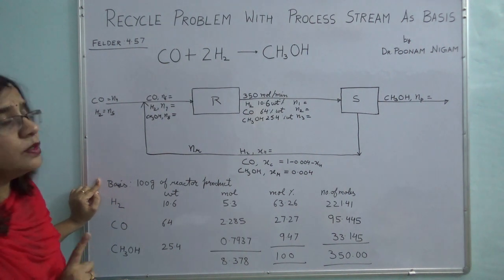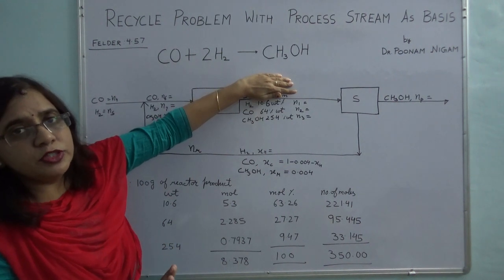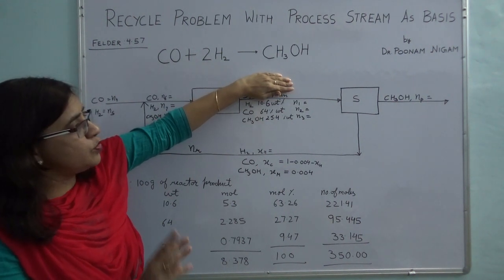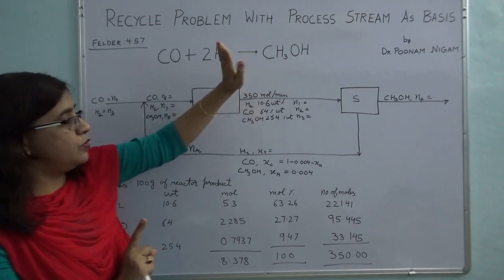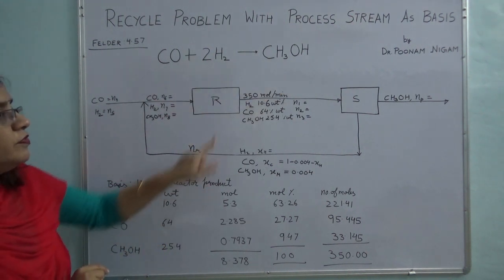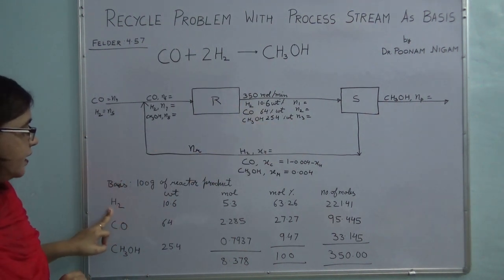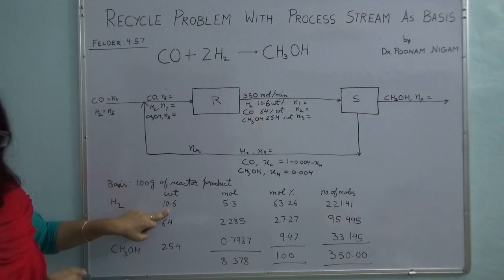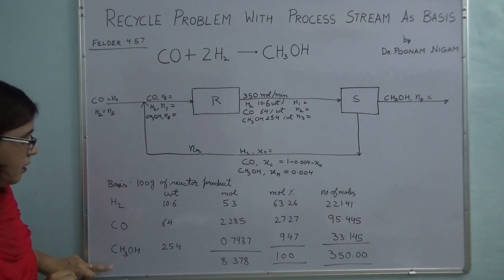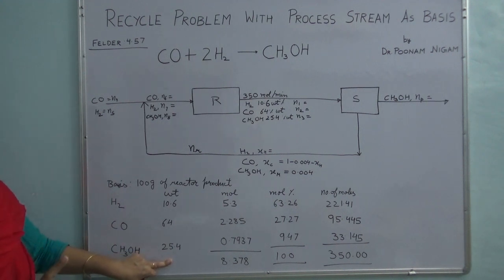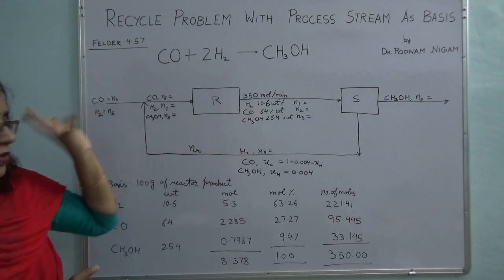So while converting, first of all, forget that you have 350 moles per minute. Just assume that you have 100 grams of this product stream which is going out. Okay, so I am taking 100 grams of reactor product. If I have 100 grams of reactor product, then it contains hydrogen 10.6 grams, carbon monoxide 64 grams, and methanol which is 25.4 grams. Okay, just on my basis of 100 grams of reactor product.